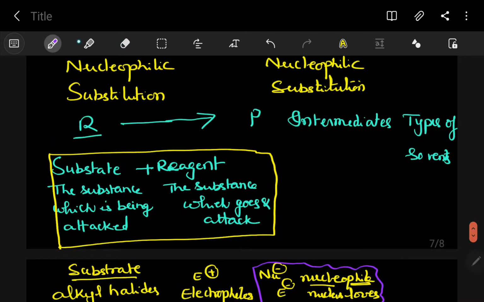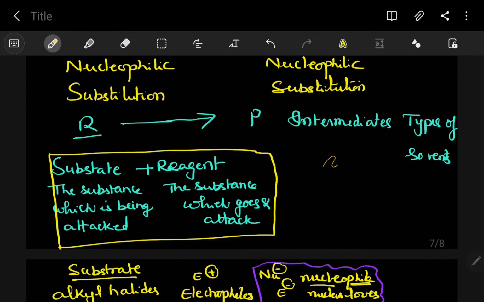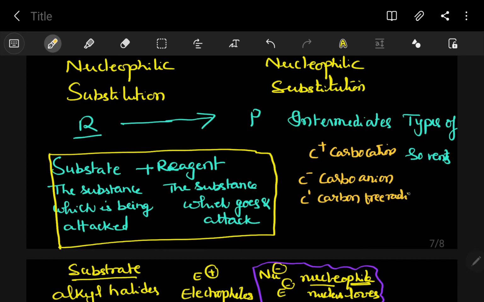And next, intermediates. What are the intermediates here? We have two types of intermediates. This one is C plus, the carbocation, and we can have another intermediate, C minus, carbanion, or else C dot, which is a carbon free radical, and again we can have the transition state.